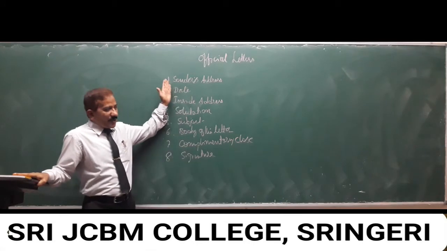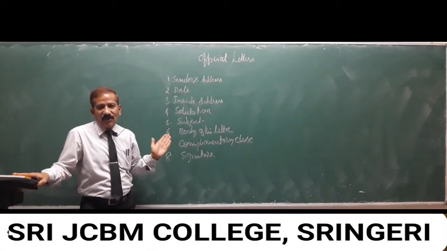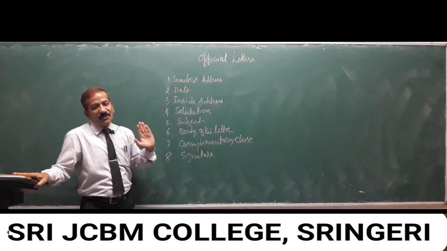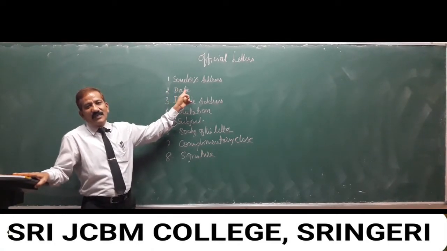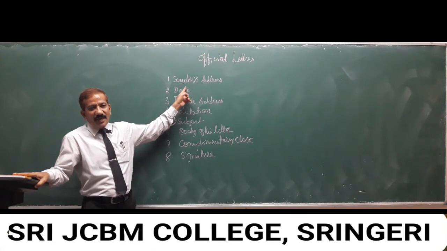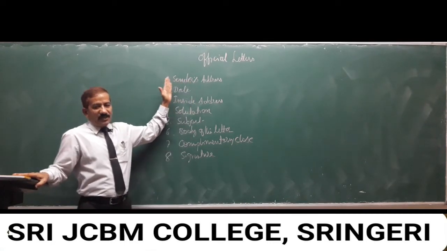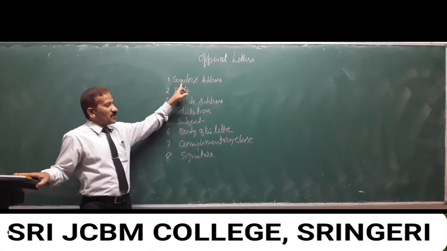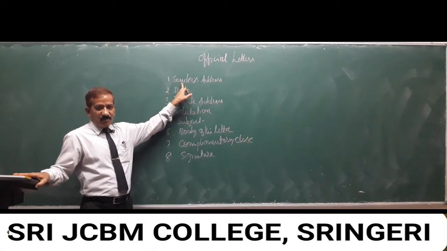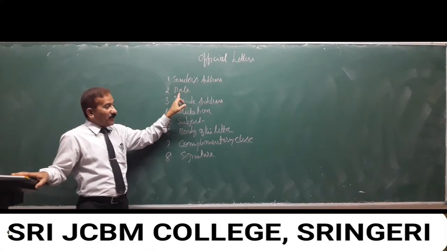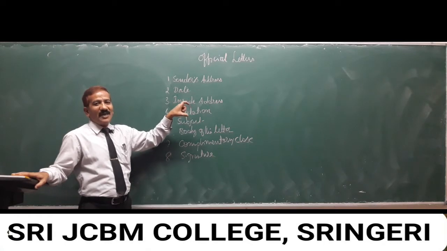So, you have to start everything from the left side margin only. In the beginning, you must write the sender's address at the top end of the letter, on your left side, just adjacent to the margin. It is followed by the date line. Again, I will show you how to write a sender's address and how to write a date line.